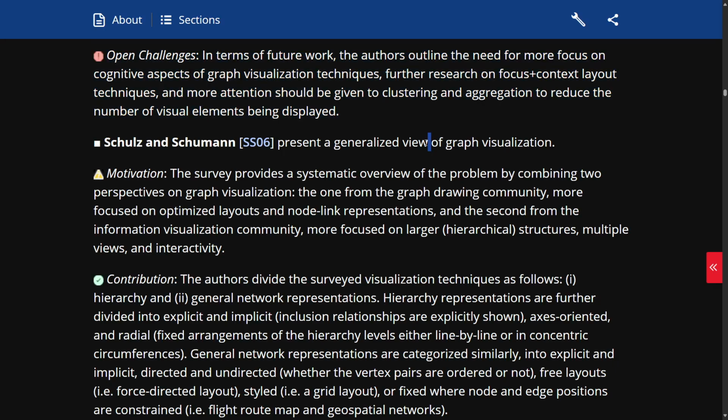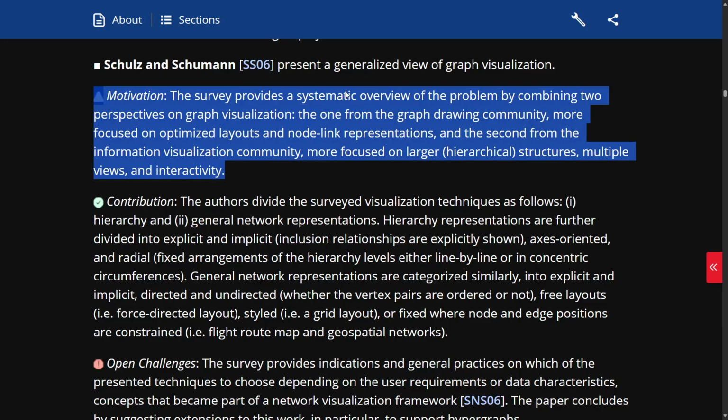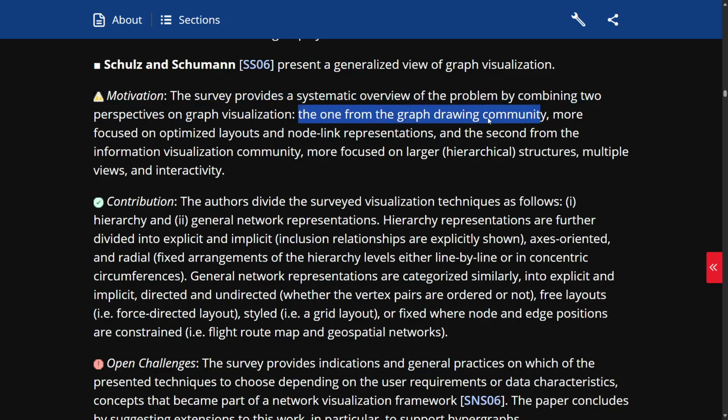Schultz and Schumann, SS06, present a generalized view of graph visualization. Motivation. The survey provides a systematic overview of the problem by combining two perspectives on graph visualization. The one from the graph drawing community, more focused on optimized layouts and node link representations, and the second from the information visualization community, more focused on larger, hierarchical structures, multiple views, and interactivity.